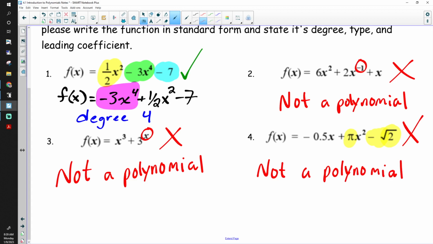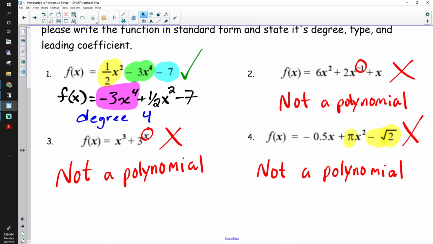Okay. So we got standard form, largest to smallest exponent. We got degree is the largest exponent. Now here, number 1 was our only polynomial, and we reordered it and wrote down our degree. Number 2 had a negative exponent. Number 3 had a variable exponent. That's not allowed either. And number 4, we had 2 coefficients that were irrational. They're not real numbers. So 2, 3, and 4 all failed the polynomial test.